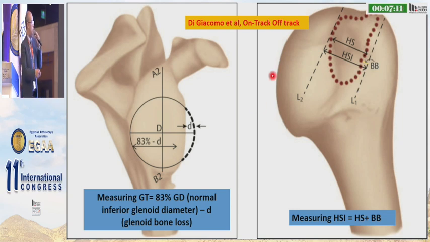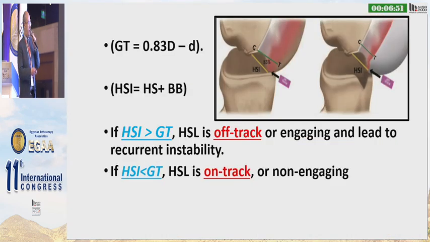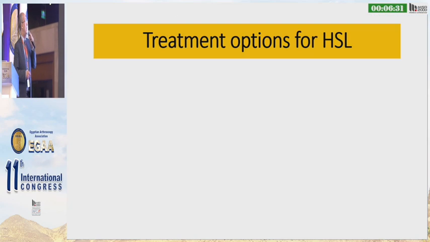This is the calculation through which we can define whether the Hill-Sachs lesion is on-track or off-track. Here is the measurement of the glenoid track, which is normally 83% of the glenoid width minus the bone loss from the normal glenoid. And this is the Hill-Sachs interval, which is the length of the Hill-Sachs lesion with the associated bone bridge. If the Hill-Sachs interval is more than the glenoid track, then this will be off-track and engaging, leading to recurrent instability. However, if the Hill-Sachs interval is less than the glenoid track, then the Hill-Sachs lesion is on-track and not engaged.